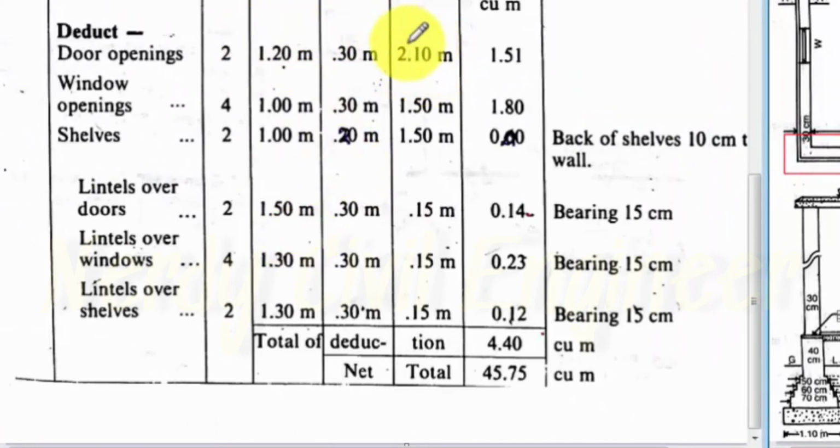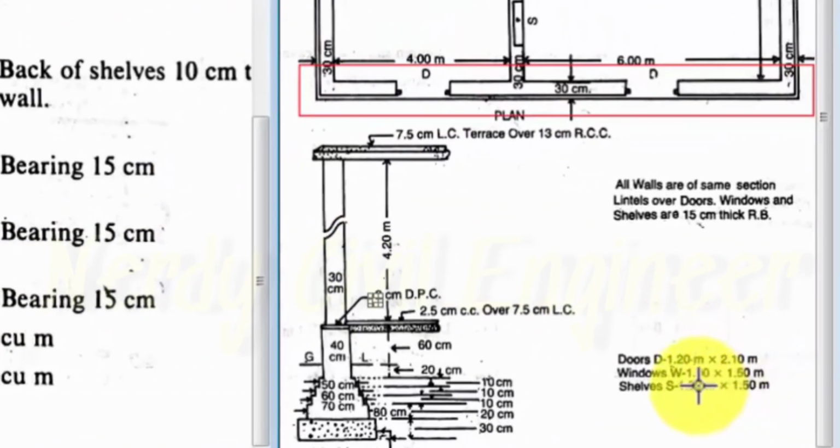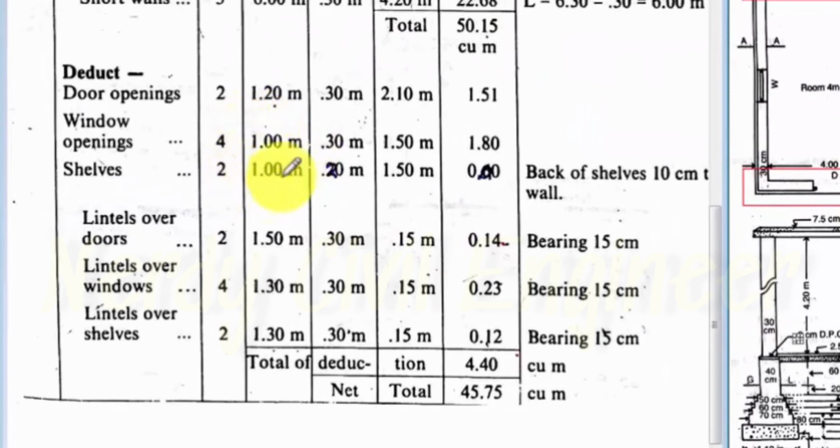The smaller one will always be considered as width, and the larger one will always be considered as the height of the door or window. But in case of ventilators, the smaller one is considered as the height and the larger one is considered as the breadth. Similarly, the dimensions of all the openings are given, and for shelves also. But in case of the shelf breadth, there is a difference.